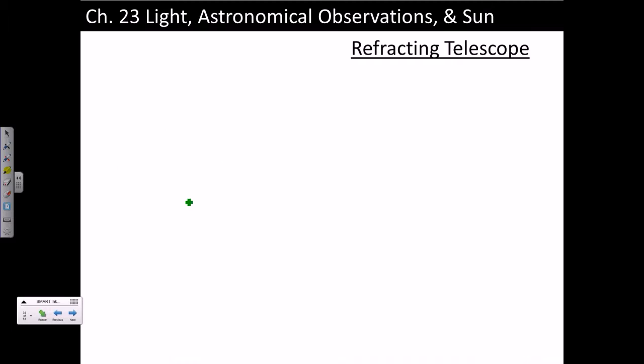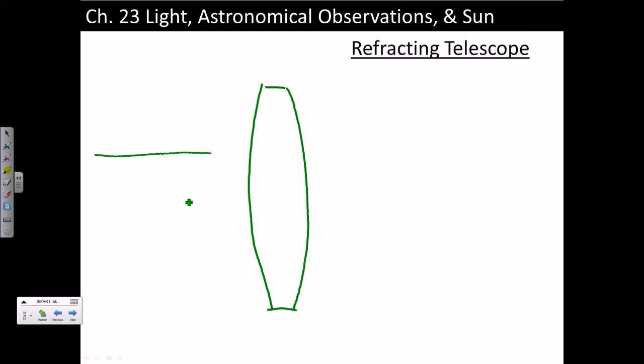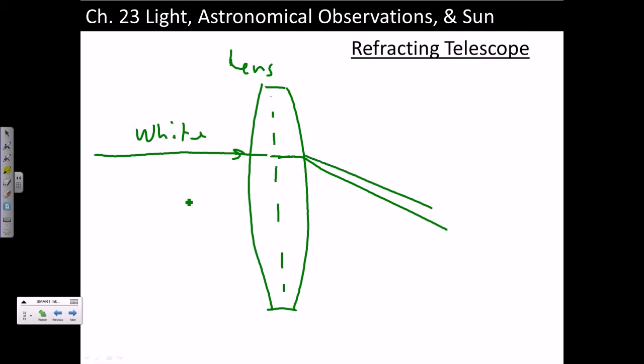And what happens when you have a very big lens like this is that as the light comes in, it comes in as white light, okay? But the refractive index of the lens bends the light at different angles. So as it exits, some light gets bent into different colors. In other words, the spectrum begins to separate.